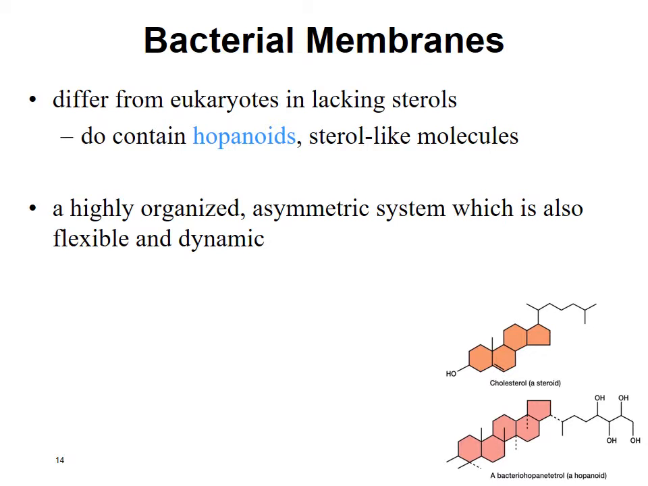Hopanoids are of particular interest to geologists who estimate that the total mass of hopanoids in sediments is around 10 to the 12 tonnes. This is about as much as the total mass of organic carbon in all living organisms. And there's also some evidence that's been presented that these hopanoids have contributed significantly to the formation of petroleum. So the emerging picture of bacterial membranes is that of a highly organised asymmetric system, which is also flexible and dynamic.